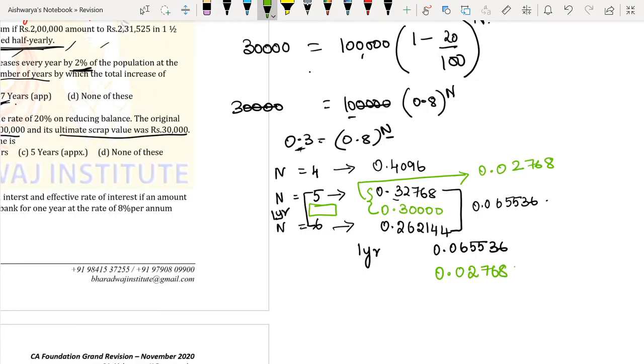This is the change. Now this change happens in how much time period? Okay, so what you have to do is 0.02768 divided by 0.065536. What you get is 0.422 years. So I'm just keeping 3 decimals. So already I have 5 years and plus 0.42 years, or approximately 0.4. Answer is 5.4 years. Okay.